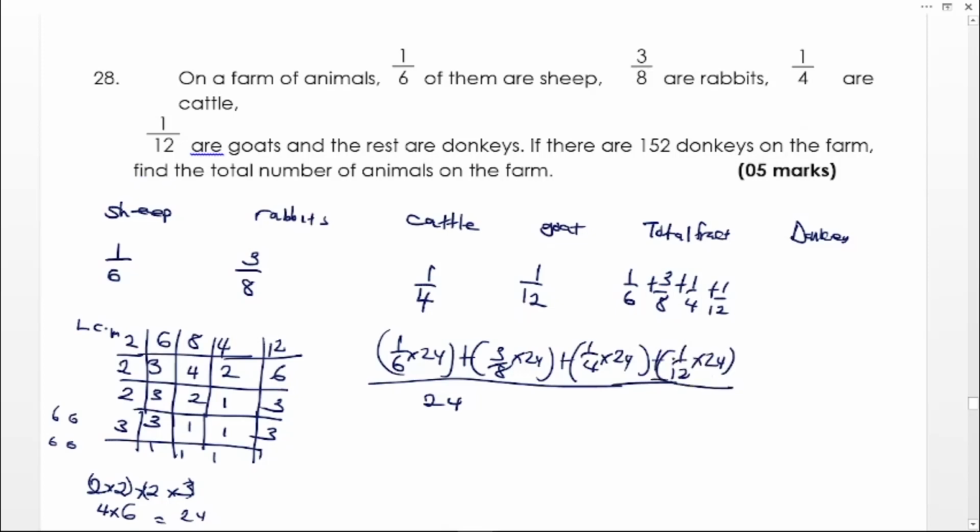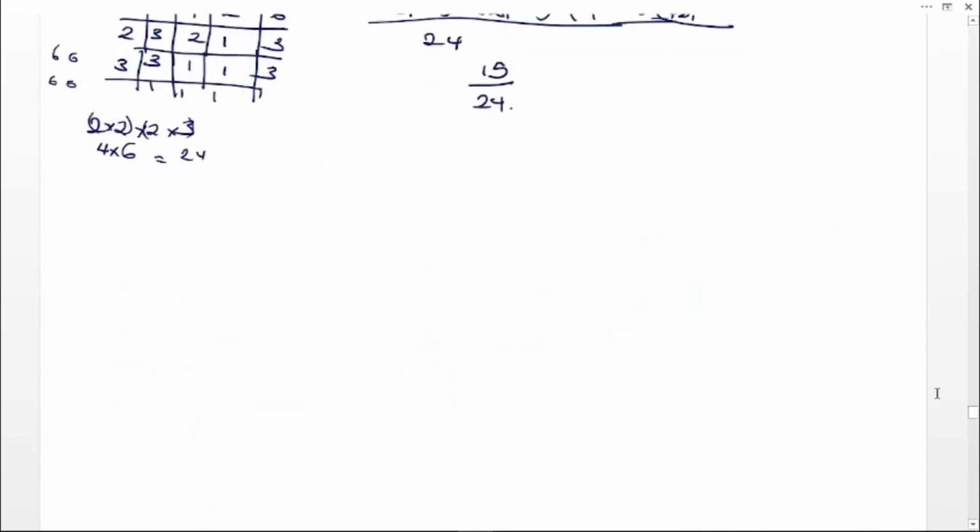Now by 6 1, how many sixes are there? They are going to be 4 sixes. By 8 1, how many 8s are going to be there? 8 16, they are going to be 3. By 4 1, by 4 here, they are going to be 6. 12 1, 12 2. Now this is 4 plus this one, 4 plus 6 is 10, 10 plus 3 is 13, 13 plus 2 is 15. So you're having 15 out of 24. All the 3 animals take that one.